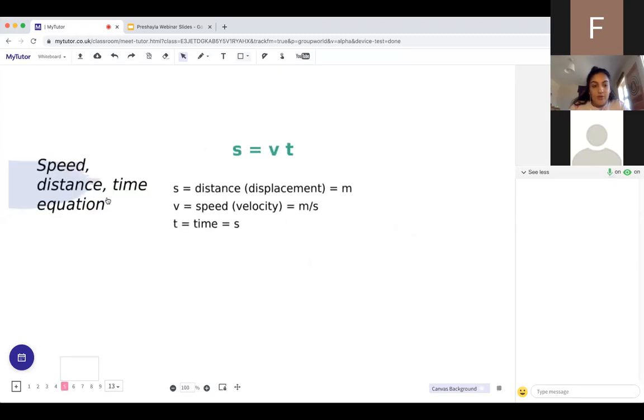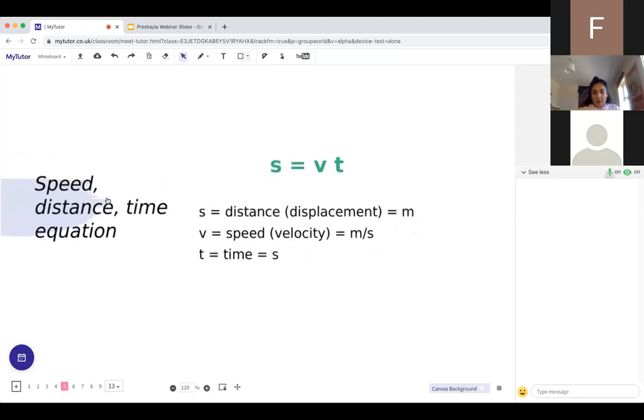Okay, so we have our speed, distance, time equation, probably the first equation that you learn in physics. It can be quite a basic equation, but actually the letters can be really confusing. And I definitely find this too, and I'm sure you guys will find it quite confusing too. The letters don't tend to match up with the words. So you might have learned it as speed equals distance times time.